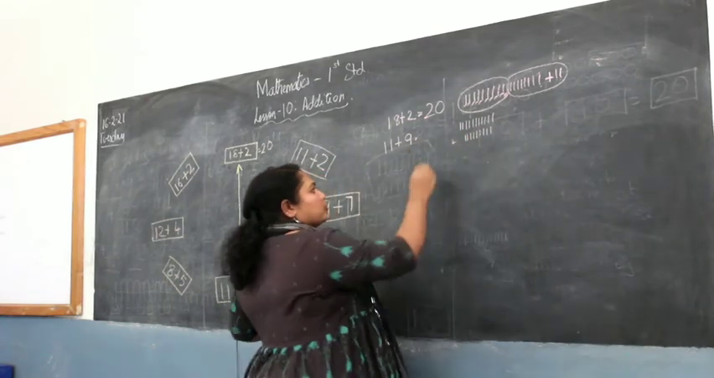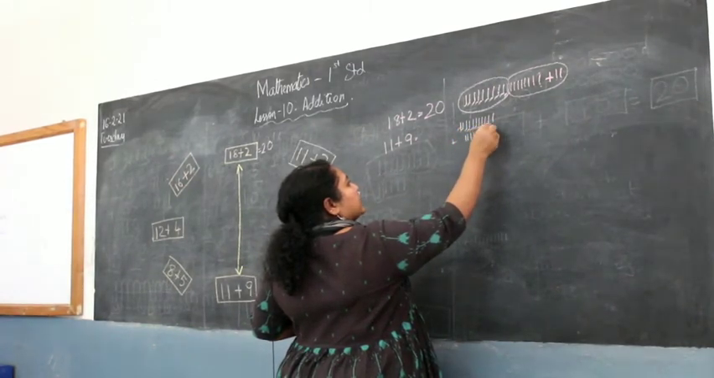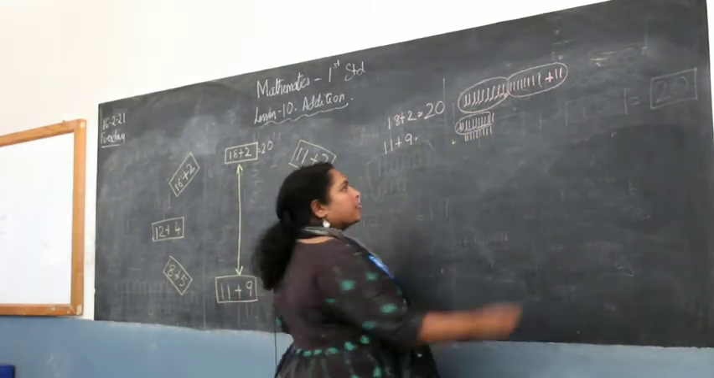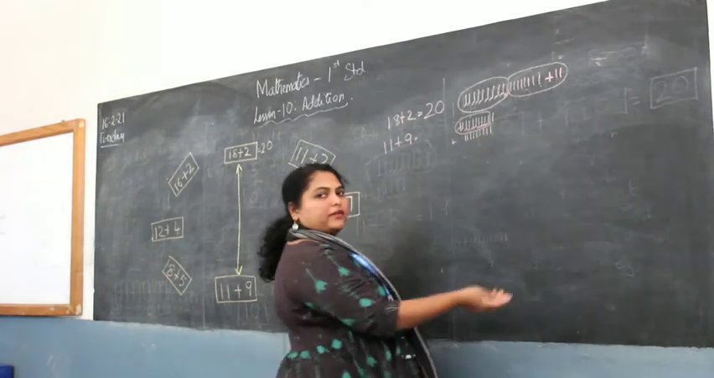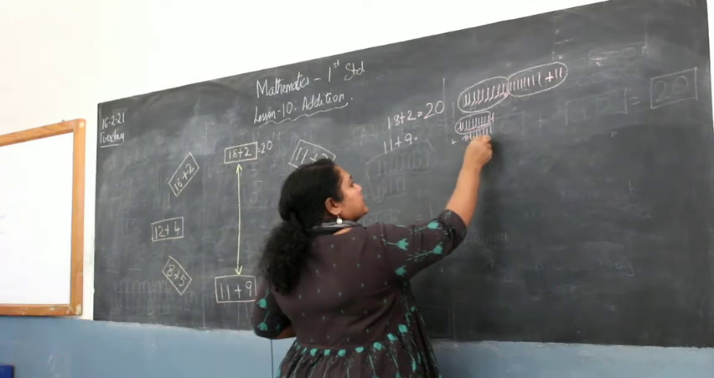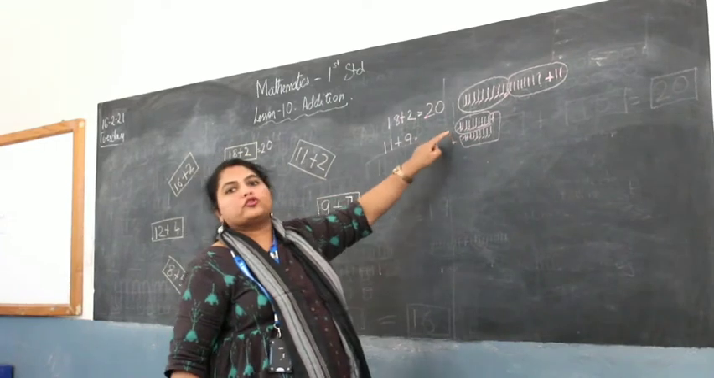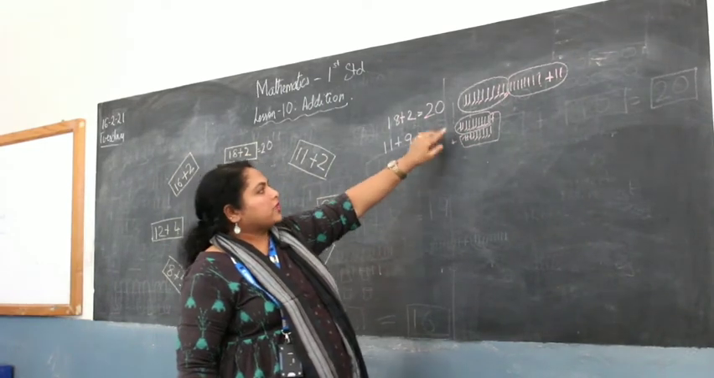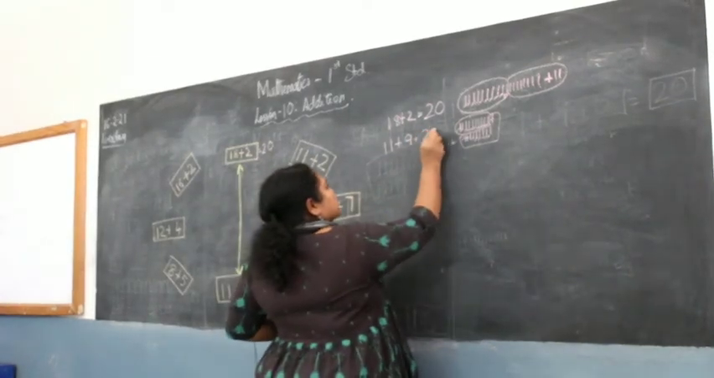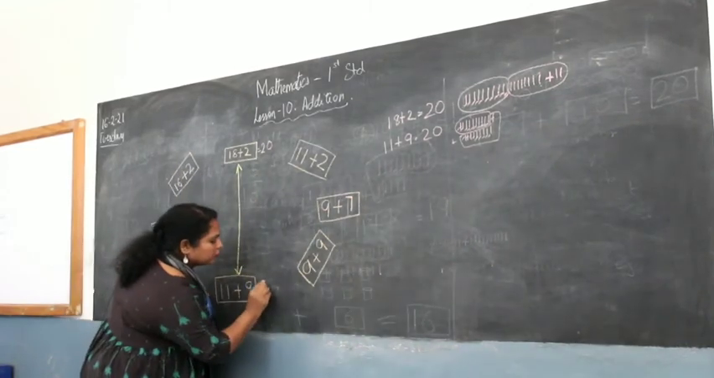So let's take the group. 1, 2, 3, 4, 5, 6, 7, 8, 9, 10. Till here is your one group, that's 1 ten. So how many sticks are left? Let's count that. 1, 2, 3, 4, 5, 6, 7, 8, 9, 10. This is another group of 10. So there are again 2 groups of 10, right? 1 ten and 1 ten is 20. So 11 plus 9 is 20. So 11 plus 9 is also 20.